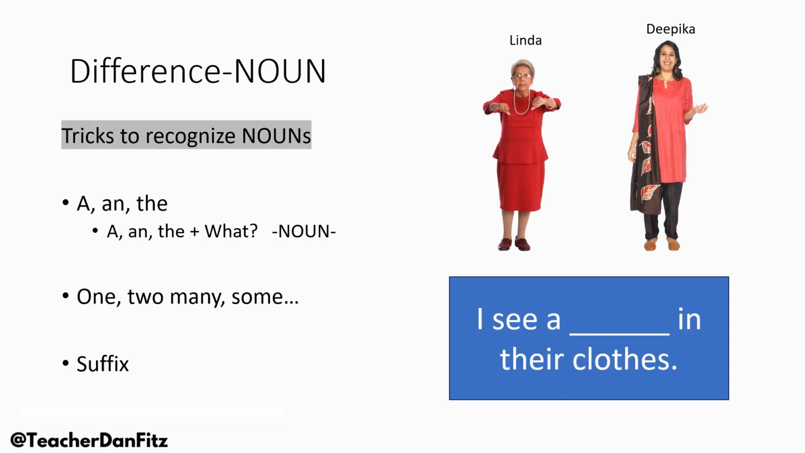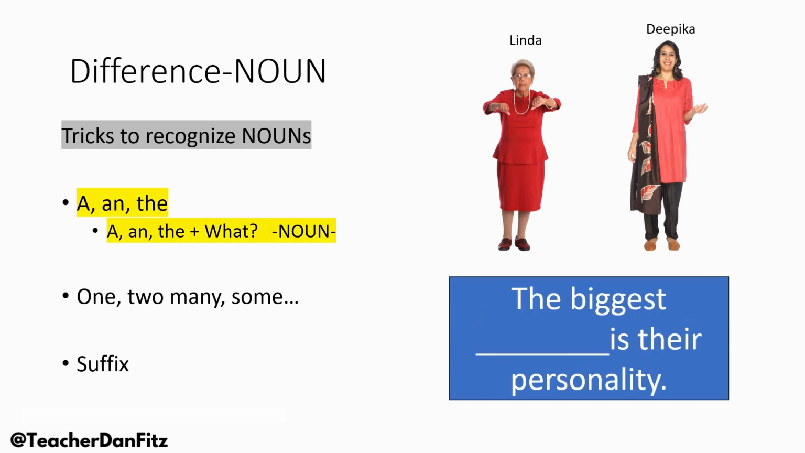Let's look at a couple of tricks to recognize if a word in a sentence is a noun. First of all, you can look at articles, a, and the. If you have those in a sentence and you ask the question, what after a, or the, the answer is going to be a noun. So in this sentence, it says the biggest blank is their personality. If I say the and I say the what, I know I need the noun form in that situation.